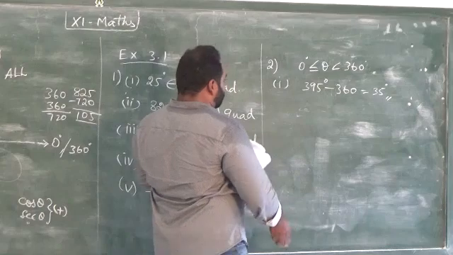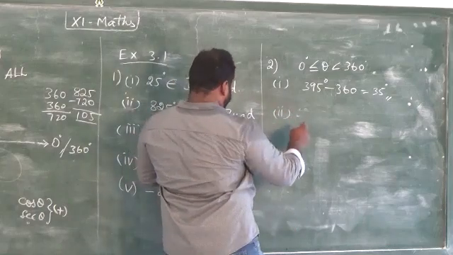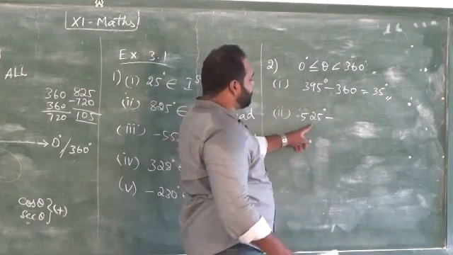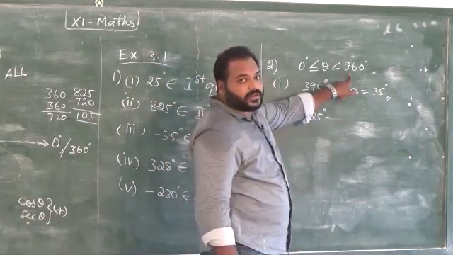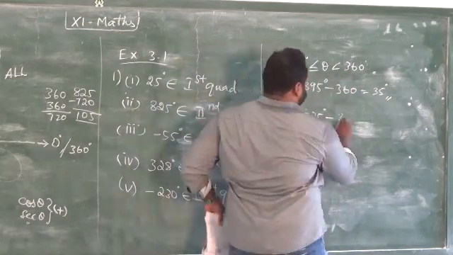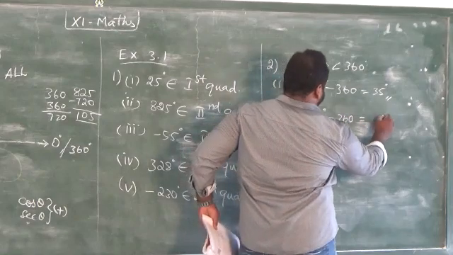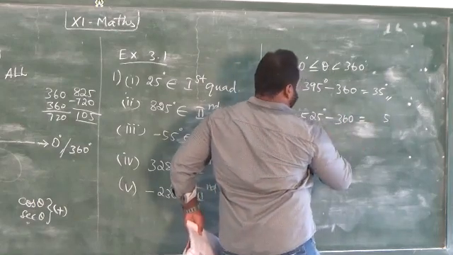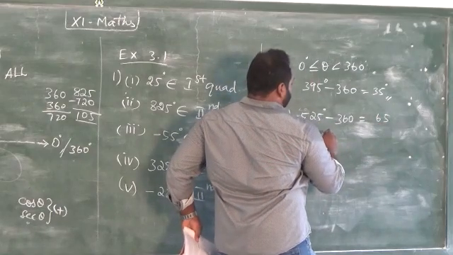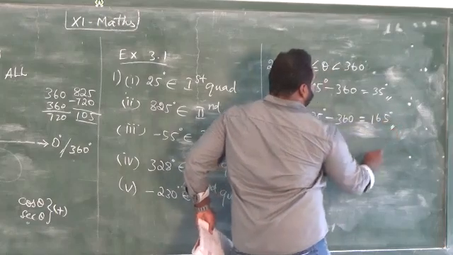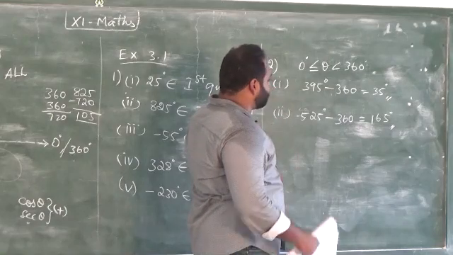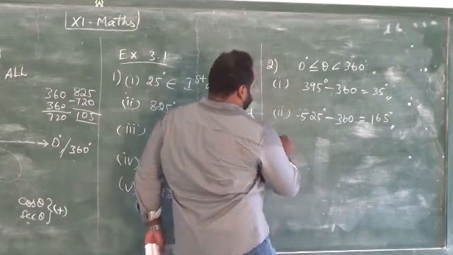Okay, the next, second question, is 525. Same as the last problem, it is more than 360, and they are asking to find only in between 0 and 360. So if you subtract 360 here, it is 165 degrees. 165 degrees is the coterminal angle.